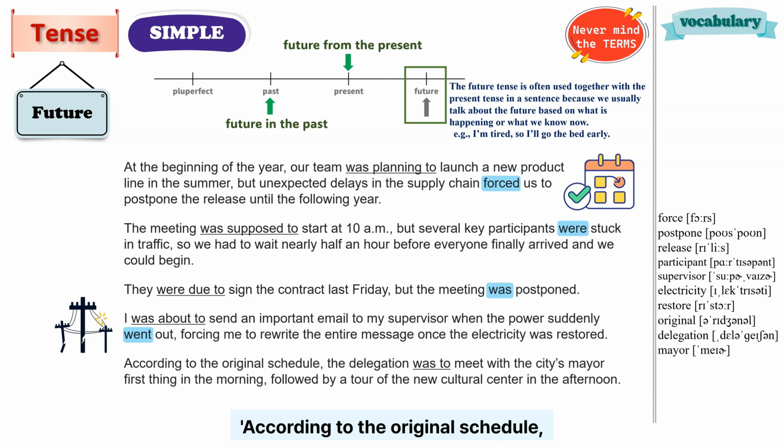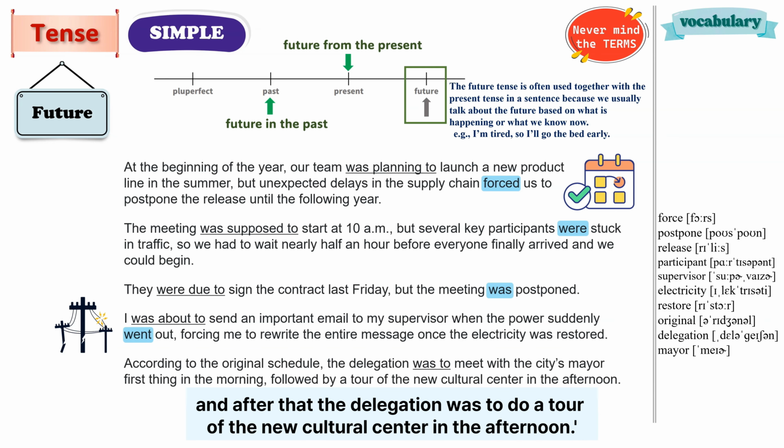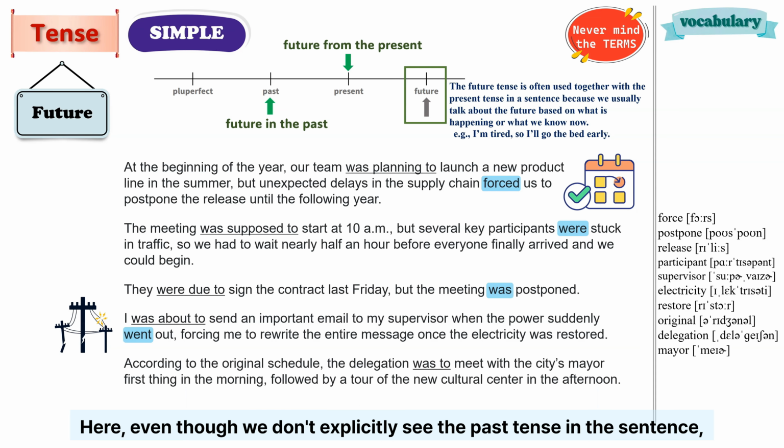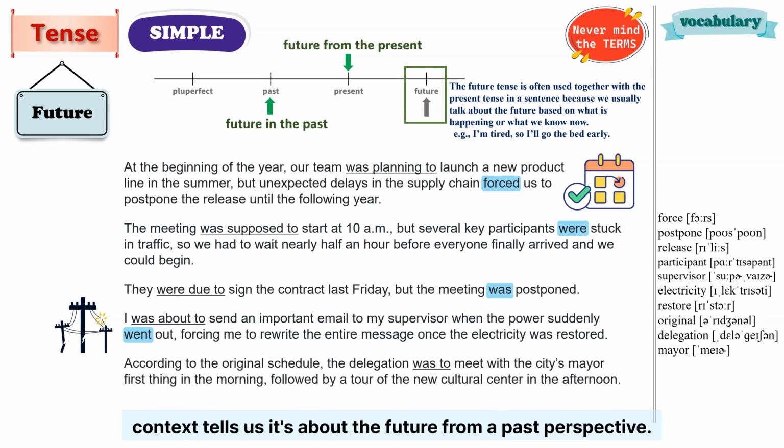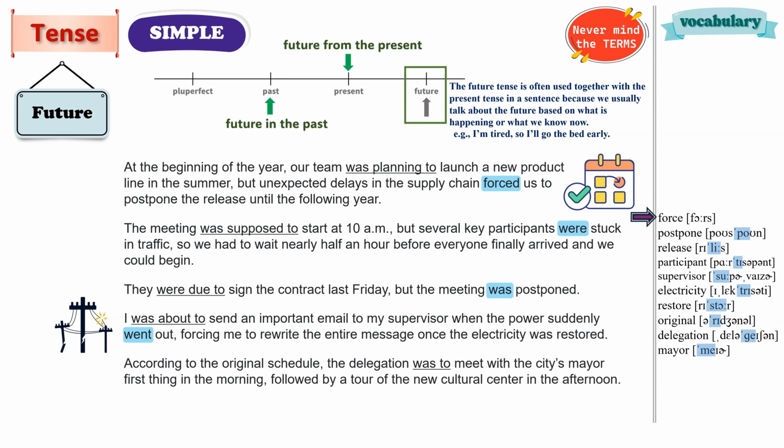According to the original schedule, the delegation was to meet the city mayor first thing that morning, and after that, the delegation was to do a tour of the new cultural center in the afternoon. Here, even though we don't explicitly see the past tense in the sentence, context tells us it's about the future from a past perspective, and delegation is a group of people chosen to represent others, often at a meeting or event. Let's check pronunciation and stress again.